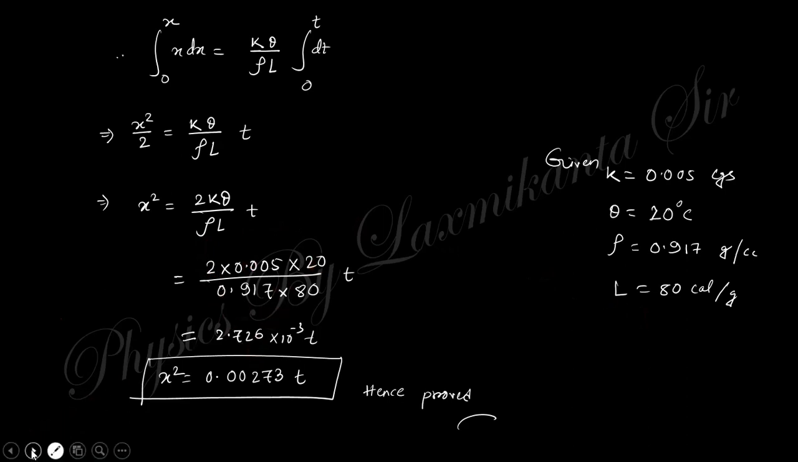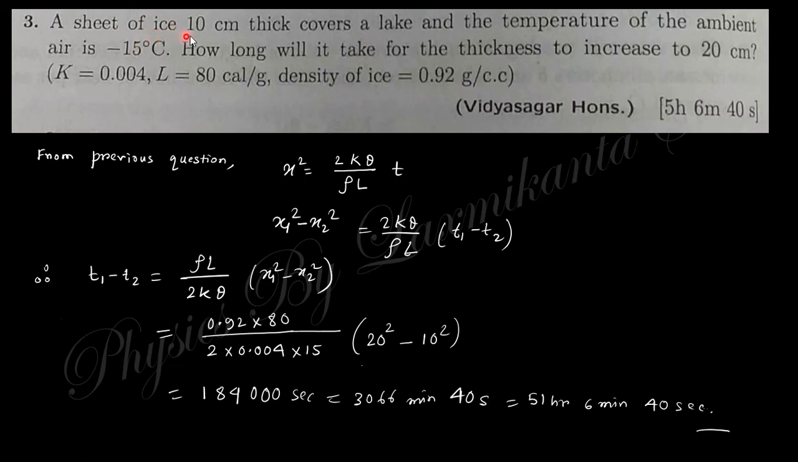Correct? Next one. A sheet of ice 10 centimeters thick covers a lake, and the temperature of the ambient air is minus 15 degree centigrade.